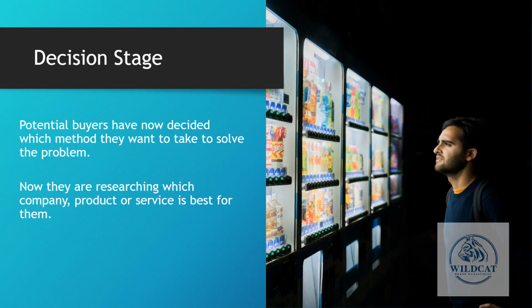In this final phase, the decision phase, a buyer has decided which method they want to use to solve the problem they have. They may be deciding to do it themselves or to have someone provide the solution. Either way, they have decided and are now researching and comparing actual products and companies to choose the best one for them.